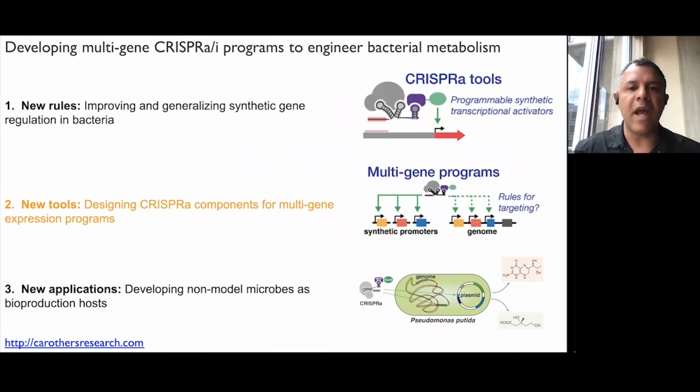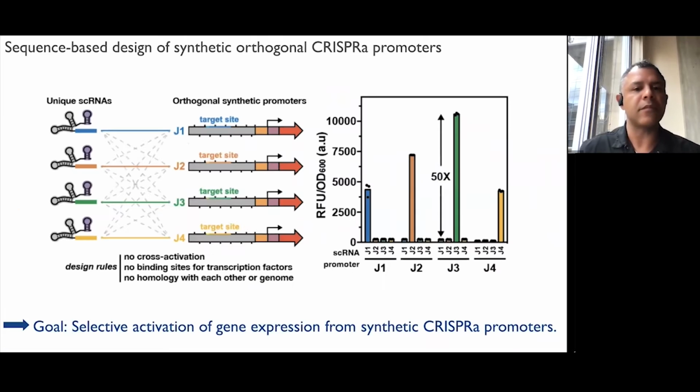All right, so now we've got in hand some new rules for improving and generalizing synthetic gene regulation. So now we're going to turn to the question of whether we can use these rules to create a set of new tools for building multi-gene expression programs. So, we've seen that bacterial CRISPR activation is sensitive to a number of factors. We wanted to know whether we could incorporate these design rules with some additional constraints to create synthetic promoters that could be targeted for activation through the regulated expression of a synthetic or engineered scRNA.